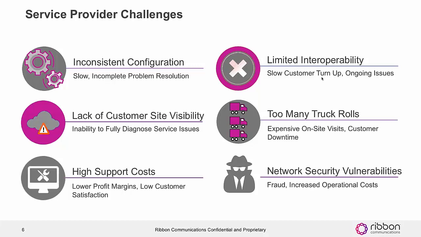When the customer has an issue, it's difficult to troubleshoot and nearly impossible to tell if the problem is on the LAN side or the WAN side of the network. This lack of visibility contributes to additional truck rolls. We all know that having to send a tech out multiple times for an installation and troubleshooting can get very expensive and cause extended customer downtime. And all of these issues create high support costs, which lower profit margins and contribute to lower customer satisfaction. Finally, network security vulnerabilities can increase fraud, cause outages, and increase operational costs.